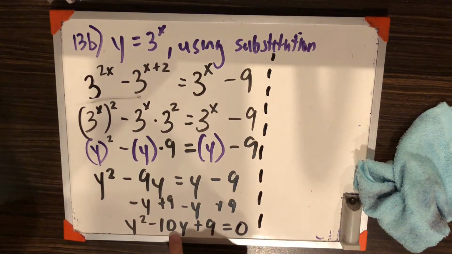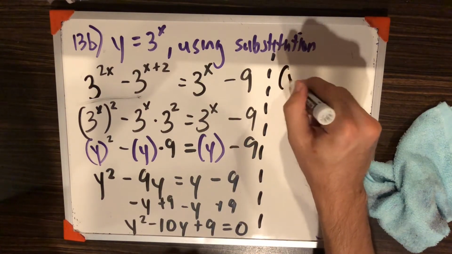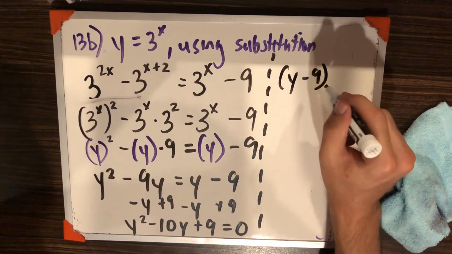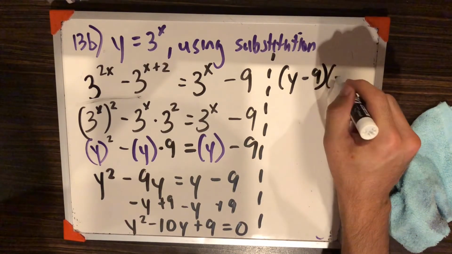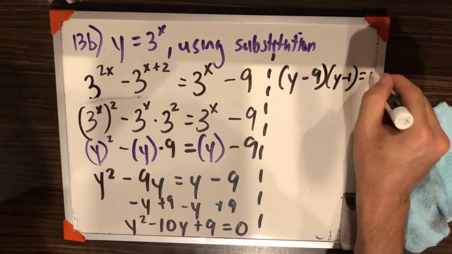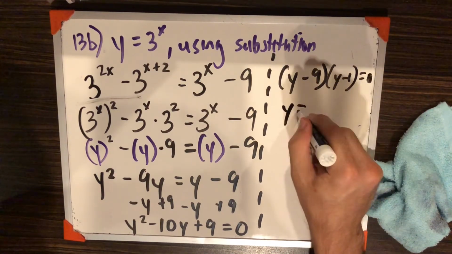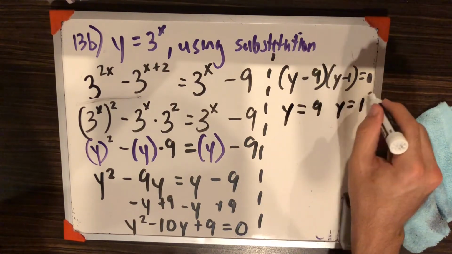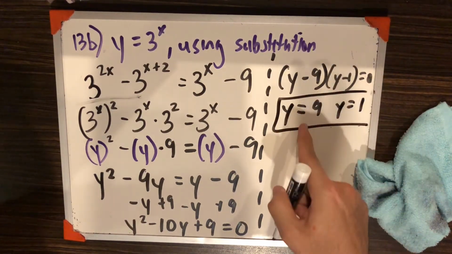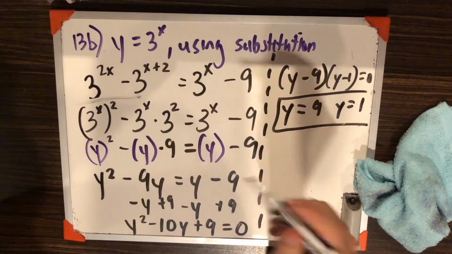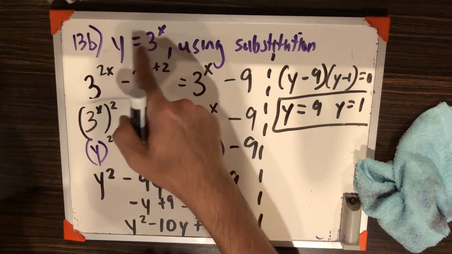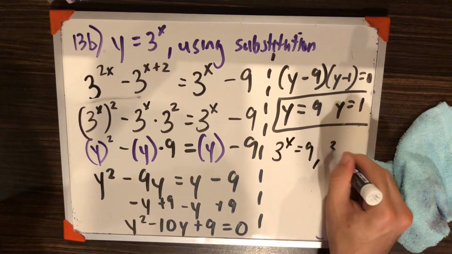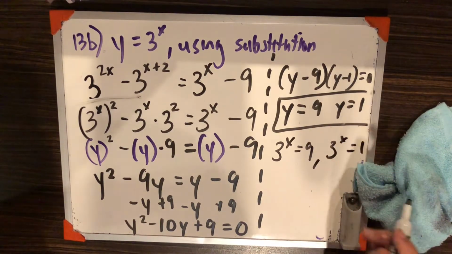Let's factor this. That would factor as y minus 9 and y minus 1 is equal to 0. That means y is equal to 9 and y is equal to 1. Again, we're not done yet because we have the values of y, but we need to find the values of x. We know 3 to the x power is equal to 9 and 3 to the x power is also equal to 1.